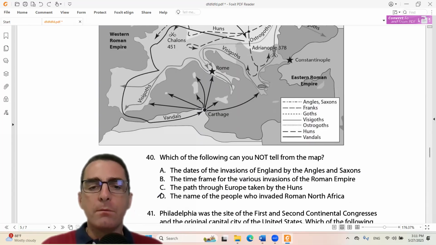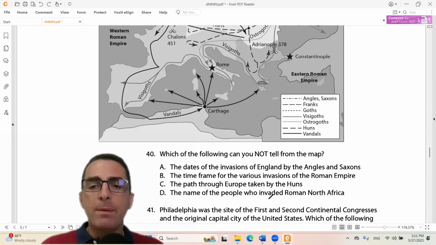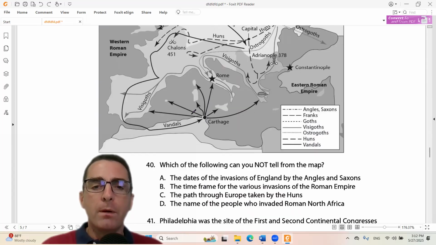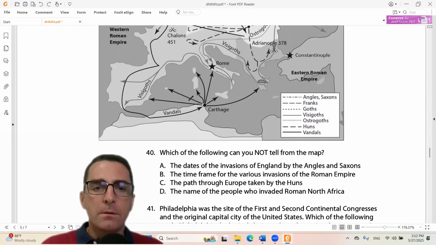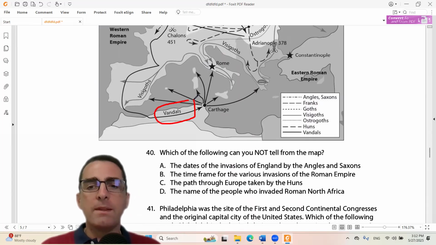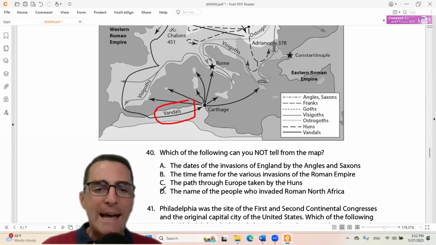Let's see. We'll go through them in reverse order. The name of the people who invaded Roman North Africa. Well, here's Southern Europe, and here is North Africa. So that must have been the Vandals. So we can tell that from the map. So it can't be that one.